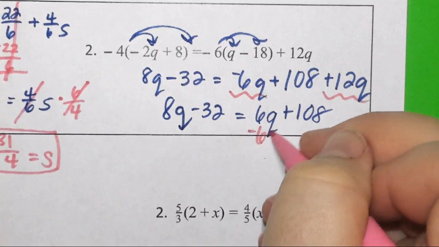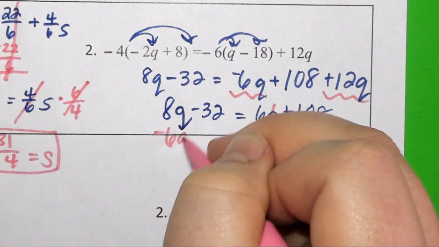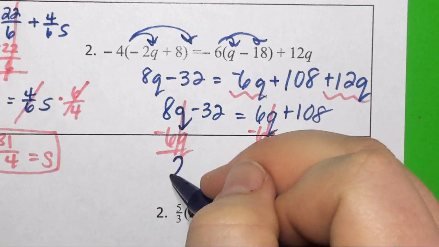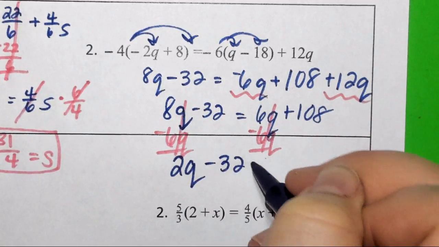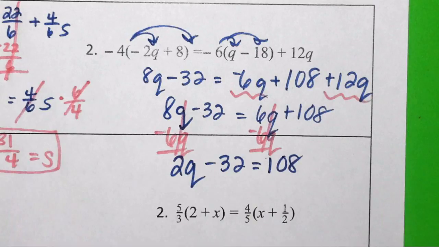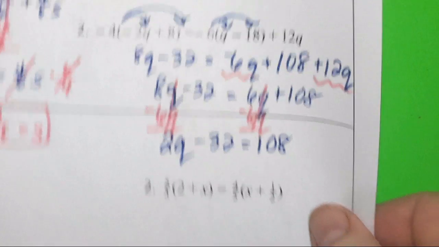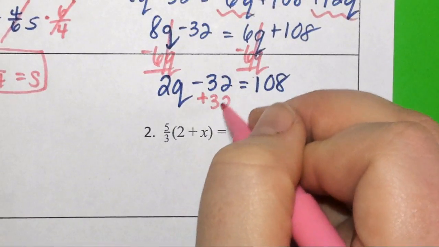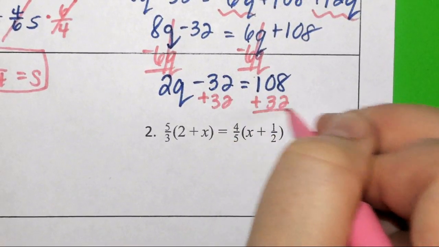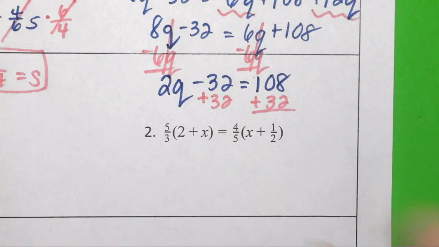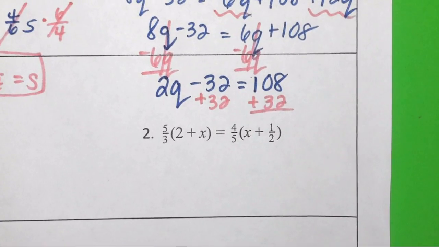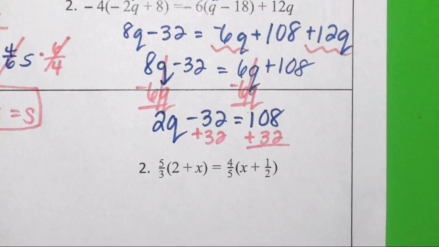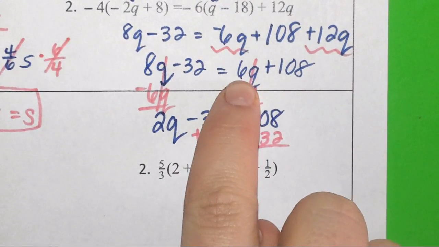I would subtract 6q from both sides. Those do not cancel out. You get 2q minus 32 equals 108. If I add 32 to both sides. Ms. Compton, yes, dear. Why'd you subtract 6q? You could have added 32. It doesn't matter. But it was a negative at first. The 6q. 12 minus 6 wouldn't that be positive? Okay, 6? Never mind.